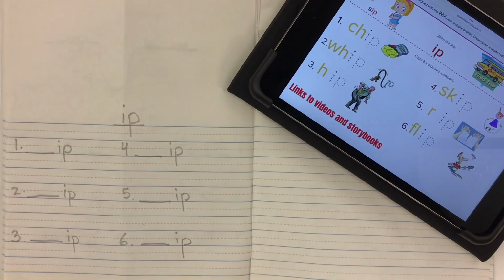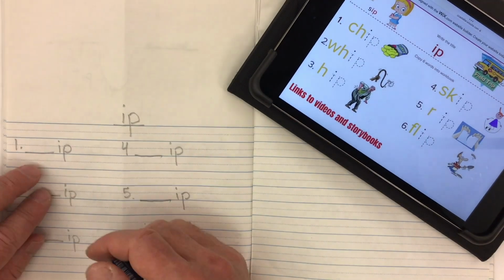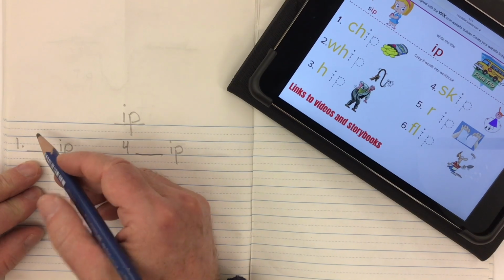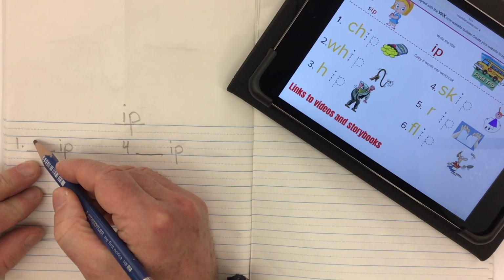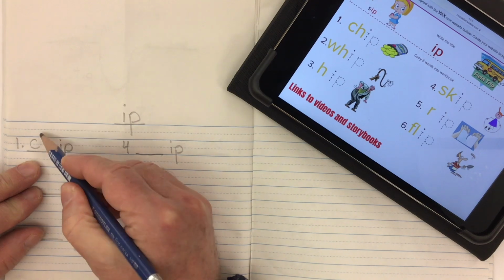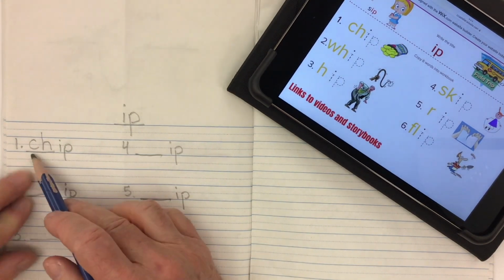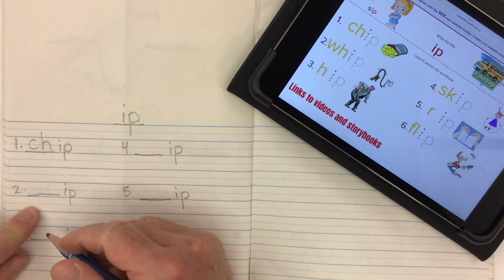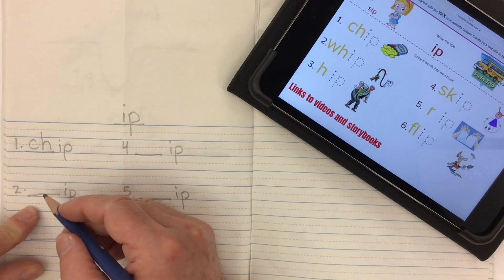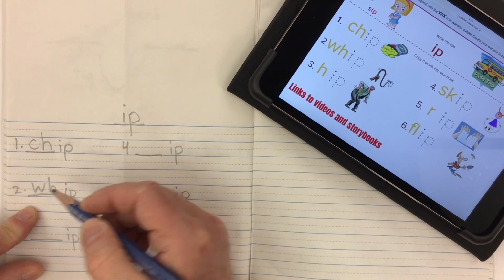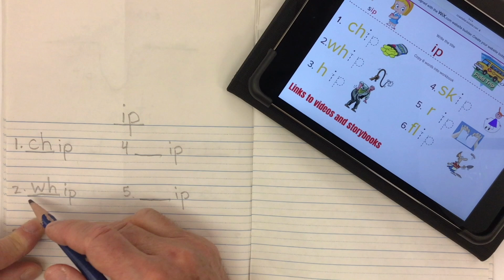All right, let's go ahead and fill in our missing letters at the front. So word number 1 is chip. And we make that ch sound. It's a digraph. It comes from CH together. CH goes chip. Word number 2 is whip. We have a WH together that gives us that w sound. Whip.